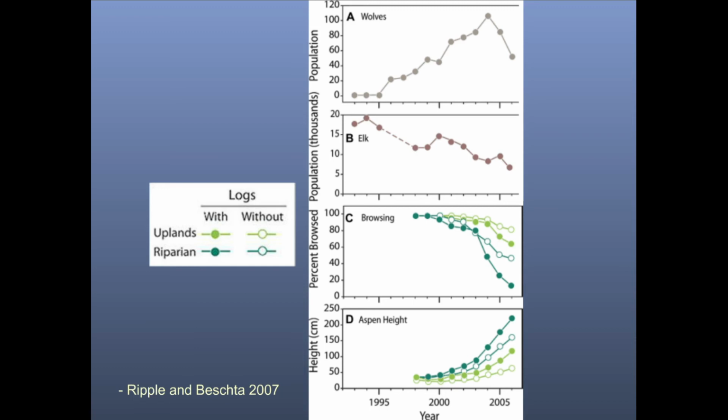So again, putting this in terms of trophic cascades theory, in terms of a top-down sort of system, we've seen wolf reintroduction, an increase in wolf numbers, a concurrent decrease in elk numbers. We've seen changes in browsing associated with that decrease in elk numbers, and we're therefore starting to see an increase in aspen height. Again, it's all very consistent with this idea of trophic cascades.